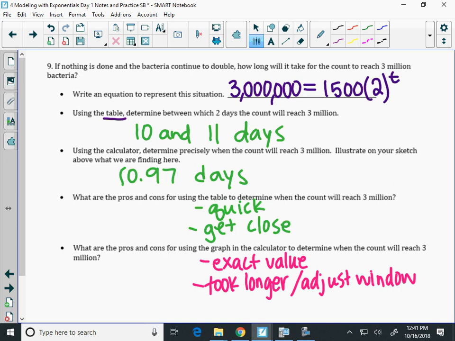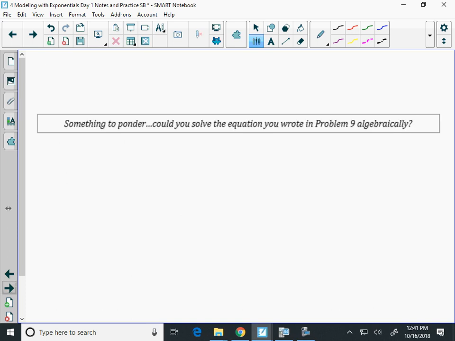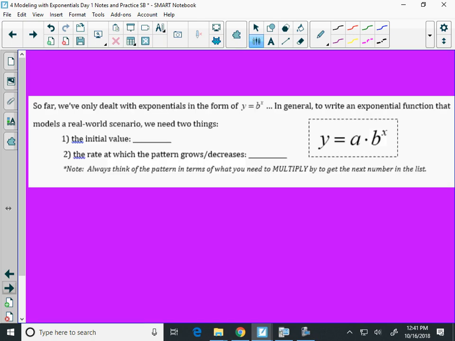So do you think the table and calculator are ultimately the way to go to solve one of these exponentials? I mean, it could be. For now, it is. For now, this is the best way. But we are going to learn a better way. So we're going to wrap up. We're not going to do the sound of music problem today. We'll do it tomorrow. But something to ponder, how would we do this algebraically? Right? We will get there, but not today. So let's wrap up on the bottom.